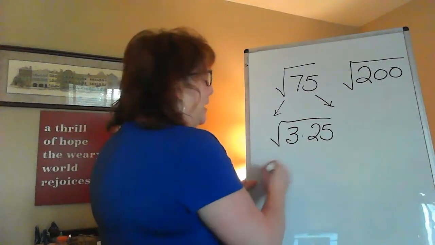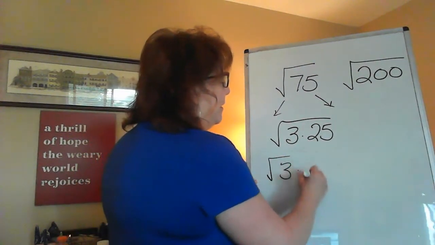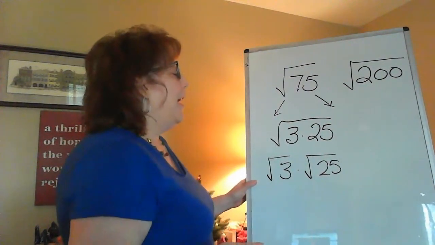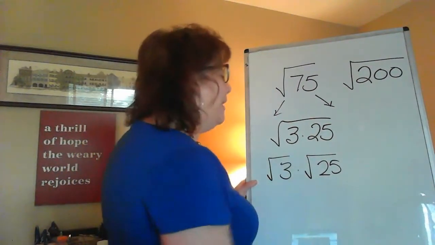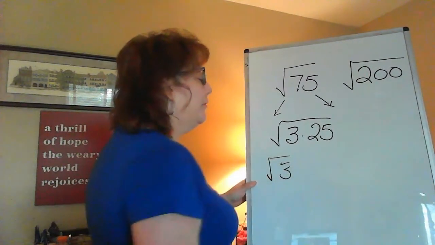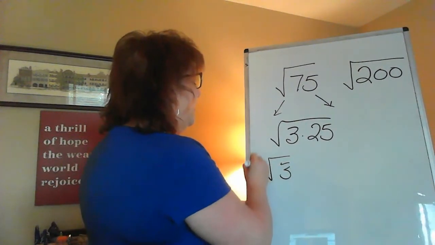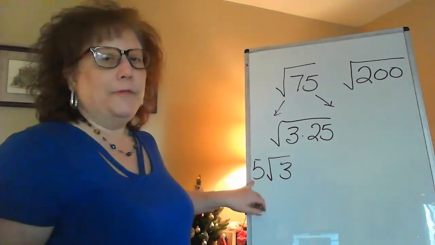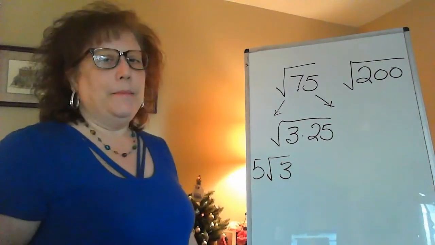We know that this can be broken out into its own little house. And now we can get rid of that little house because 5 times 5 will get rid of it. Then we have 5 times the square root of 3.